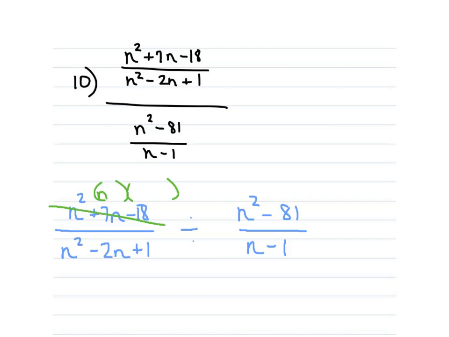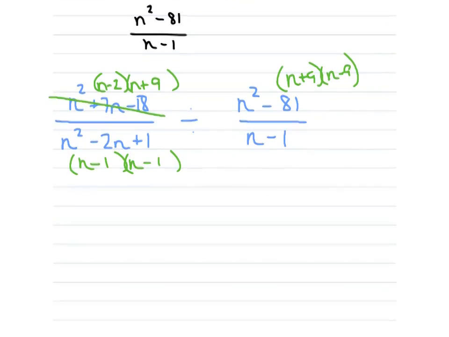I have n and I have n, and I need two numbers. These two are -2 and +9. Okay. These two numbers are n, and we have -1, -1. This is the difference of squares. This is n plus 9, n minus 9, and n minus 1 is already simplified.